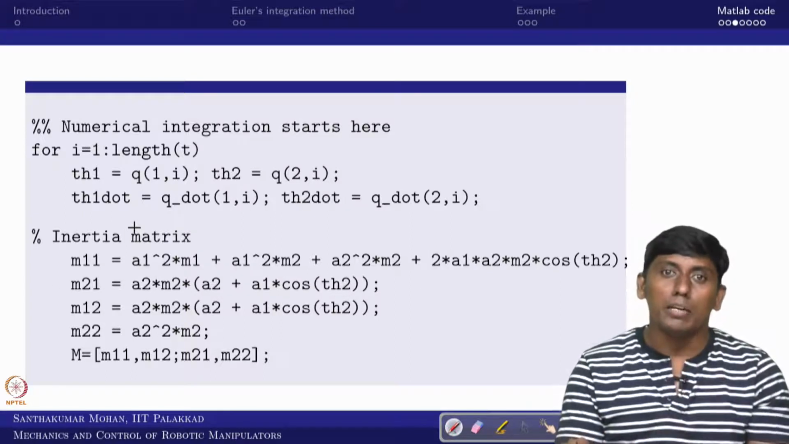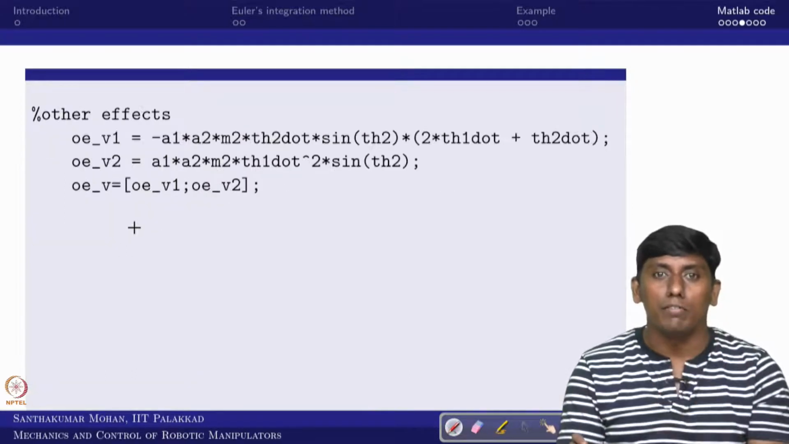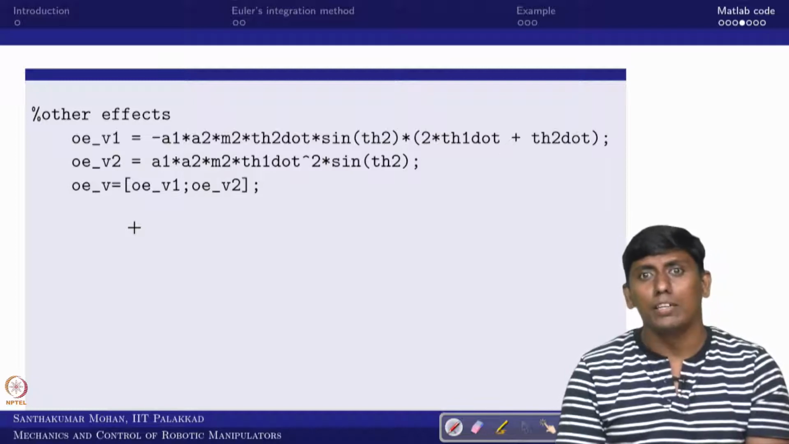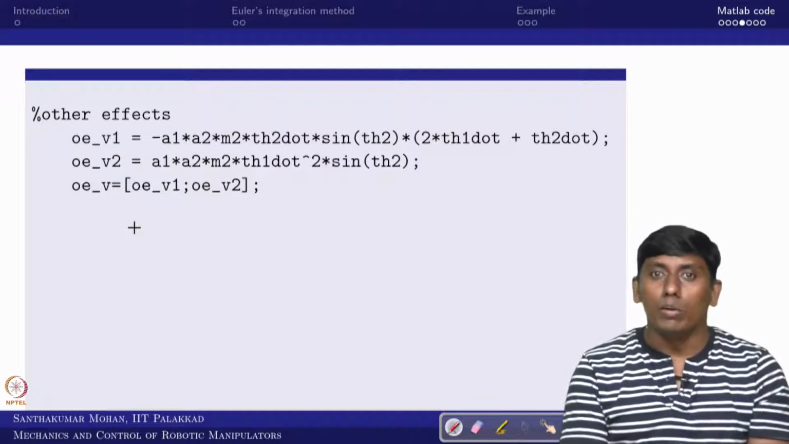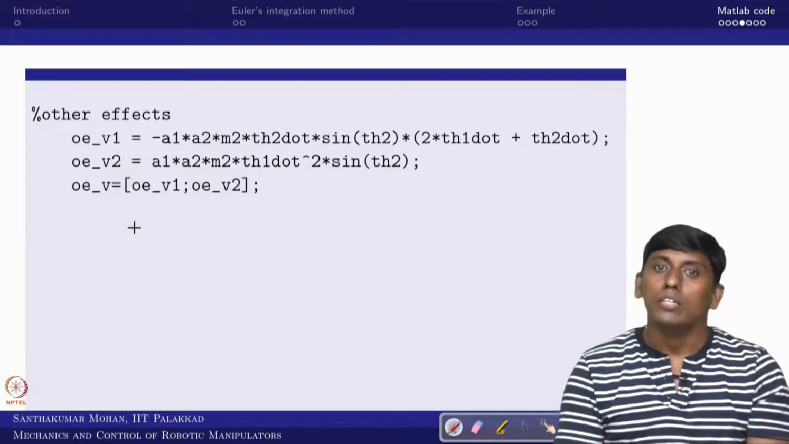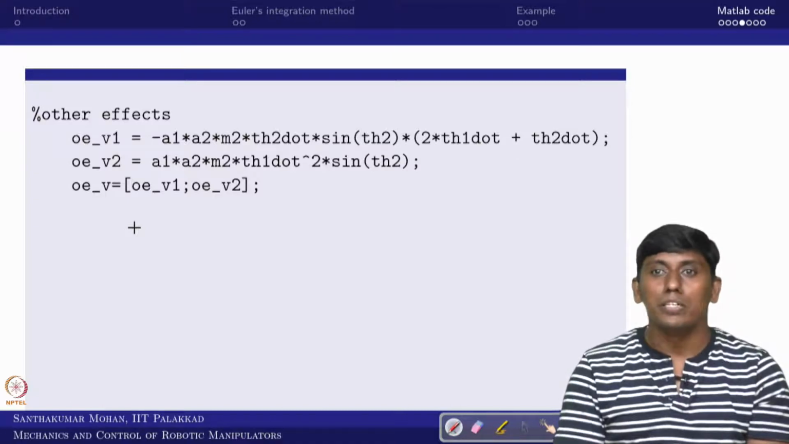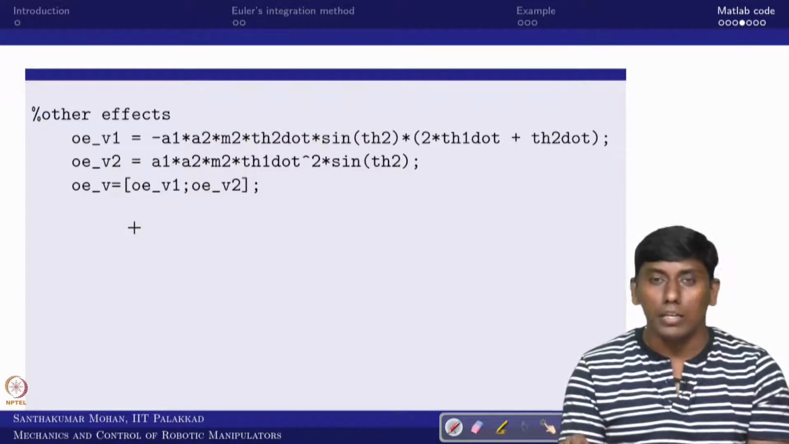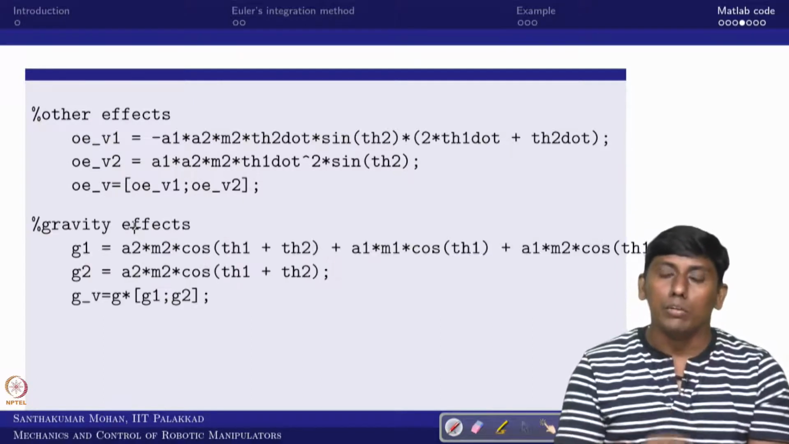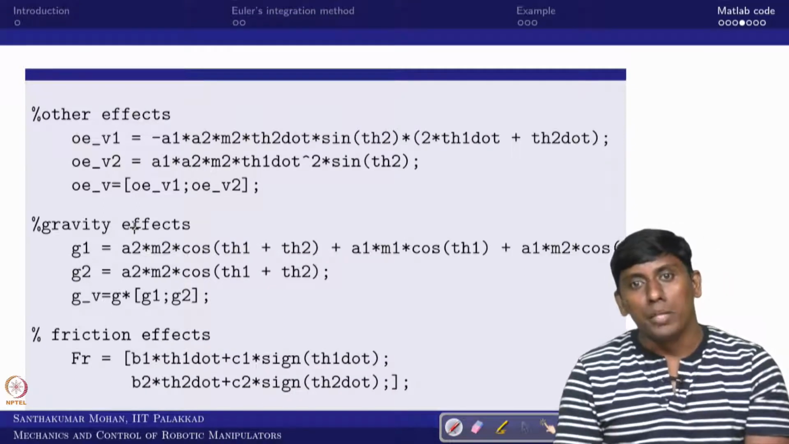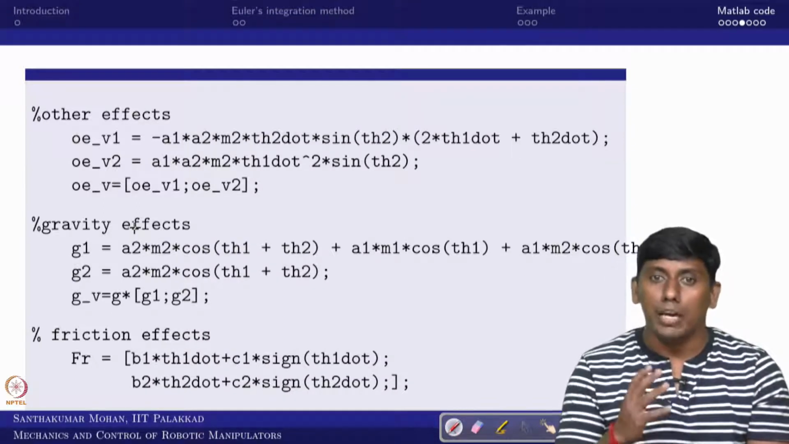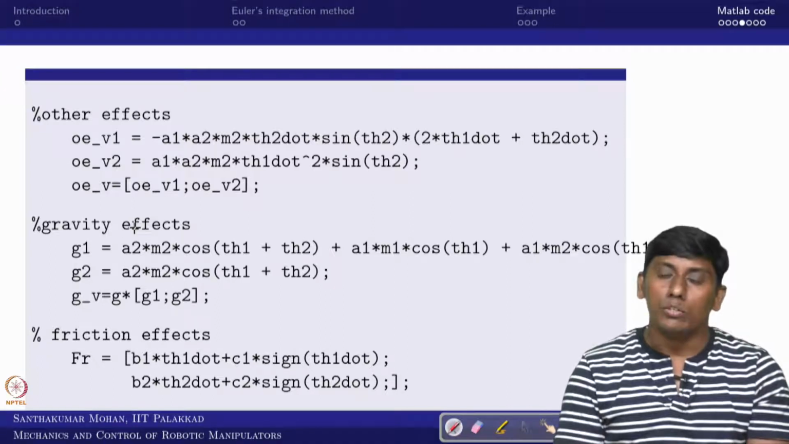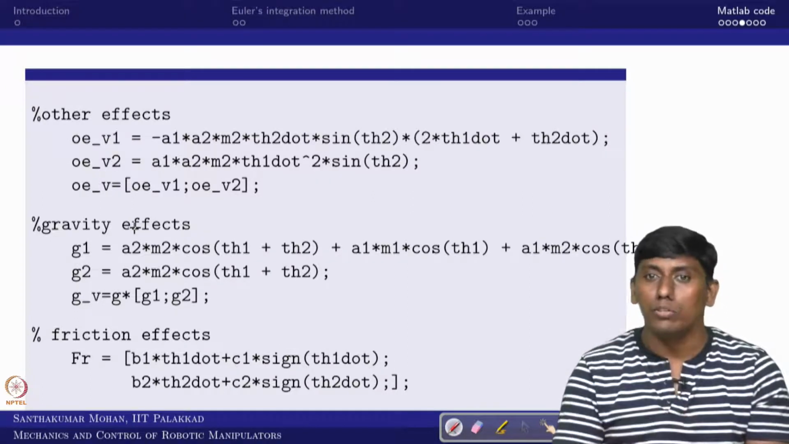Once we know the inertia matrix, what we can do? We can do the other vector which we call other effects here, which is equivalent to v of q comma q dot. So this is nothing but the centripetal and Coriolis effect that can be given as this. Then we can go to the gravity effect. Finally you can come to the frictional effect. Although c1 and c2 are 0, I make it a generalized one. So in that sense c1 and c2 can be non-zero also.